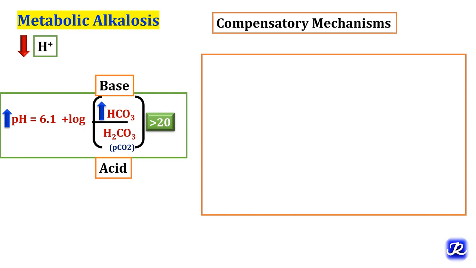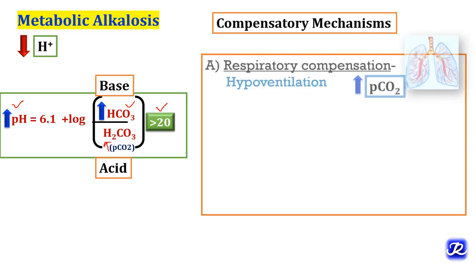Compensatory mechanisms in metabolic alkalosis. In metabolic alkalosis, there is increase in bicarbonate, increase in pH, and the ratio of bicarbonate to carbonic acid is more than 20. So by compensation, body tries to increase this ratio and bring back this ratio to normal, that is by increasing partial pressure of carbon dioxide. So first is respiratory compensation by hypoventilation, that is by decreasing the rate and depth of ventilation. So more carbon dioxide will be retained inside the body, and it will lead to increased partial pressure of carbon dioxide. But this, as we know, is not a permanent solution.